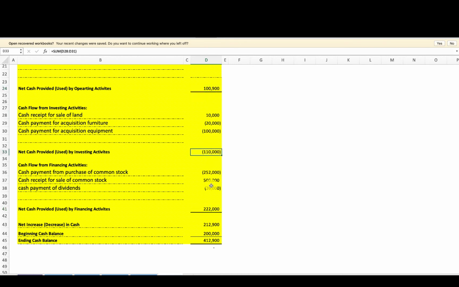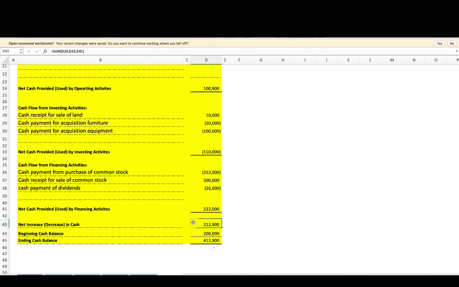So 100,900, 110,000 plus 222,000. I add these 3 together. Notice the 110,000 is a negative. So a positive 100,900, a negative 110,000, a positive 222,000. When I add those 3 together, I get 212,900 as my net increase or decrease in cash. It's an increase because it's positive.